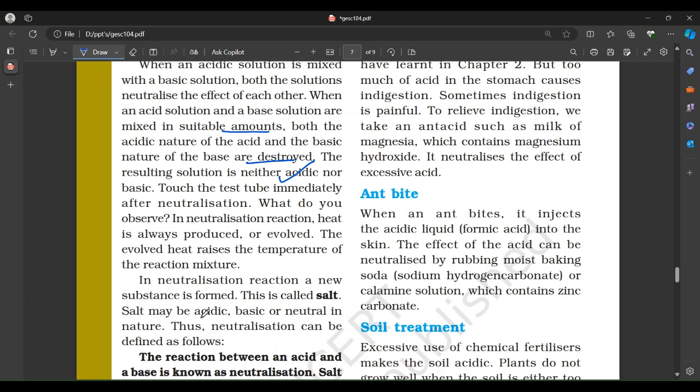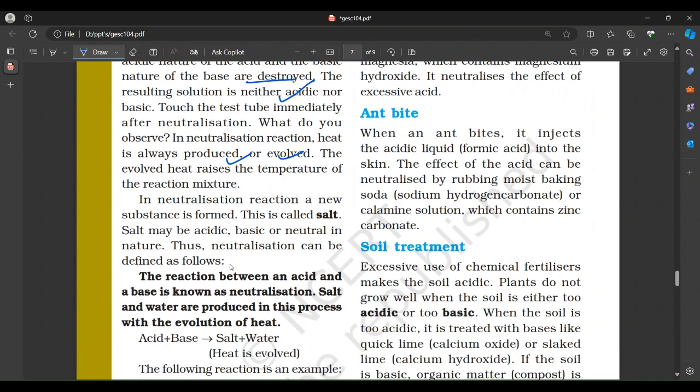Heat is always produced. In any reaction there is either absorption of heat or release of heat. So always heat is produced or evolved, meaning absorbed. So the evolved heat raises the temperature of the reaction mixture. In a neutralization reaction, a new substance is formed. This is called salt. So salt may be acidic, basic, or neutral in nature.